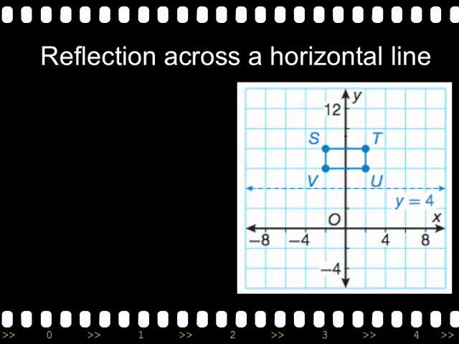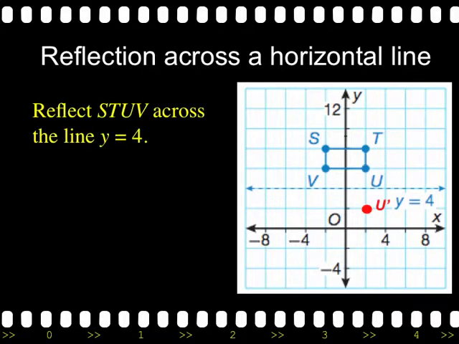If I were to reflect this quadrilateral across the horizontal line y equals 4, I could do it point by point. And then I would connect those vertices, and there is my reflected quadrilateral, again, which is congruent to the pre-image.